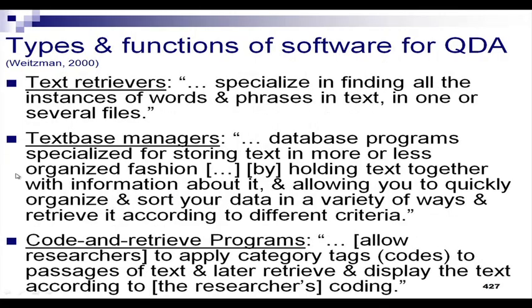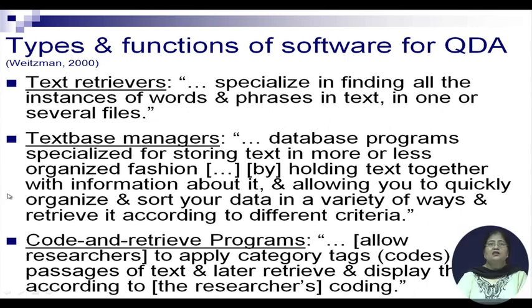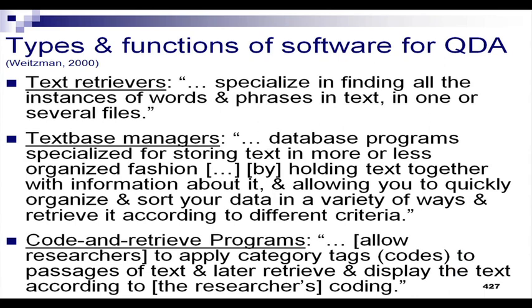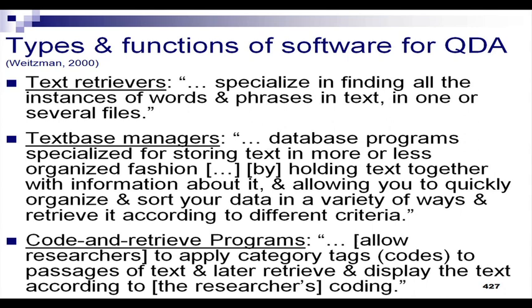Okay. Types and functions of software for qualitative data analysis. The first category, again for this, I would like you to find out different examples for each of these categories of qualitative data analysis software. Please find out examples of text retrievers, text-based managers, etc. And let's create a long list for that.